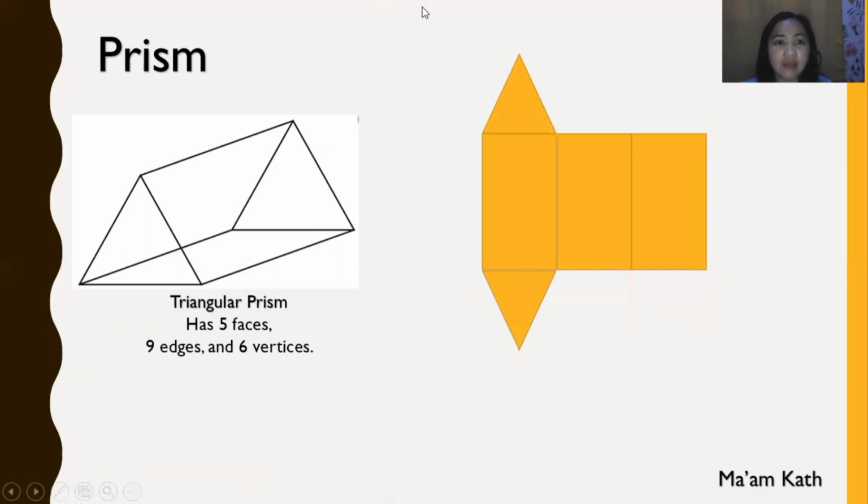Where are those faces? It has 5 faces. We have the 1, 2, 3, 4, and 5. We have here 5 faces, and the vertices are 1, 2, 3, 4, 5, 6 vertices. And the edges we have 1, 2, 3, 4, 5, 6, 7, 8, 9. A triangular prism has 9 edges, 6 vertices, and 5 faces.